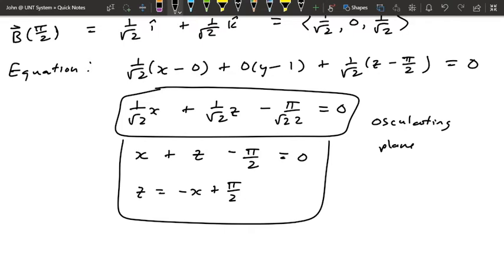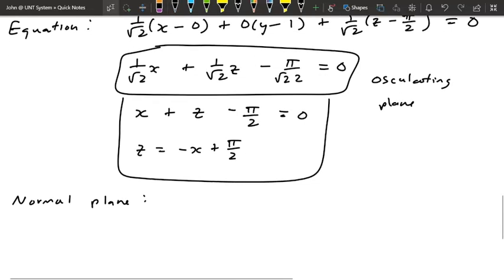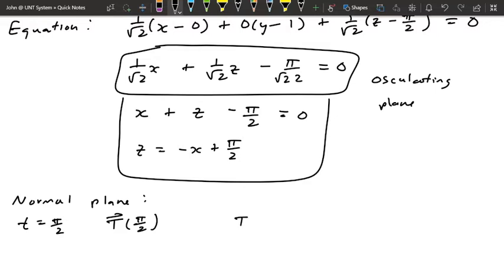Okay, similarly, the normal plane will be the plane which contains the point 0, 1, pi over 2 and is orthogonal to T. And this is at lowercase t equal pi over 2. All right, so we're going to calculate T at pi over 2. I'll have to remember what T is. Okay, let me just write down T for reference here.